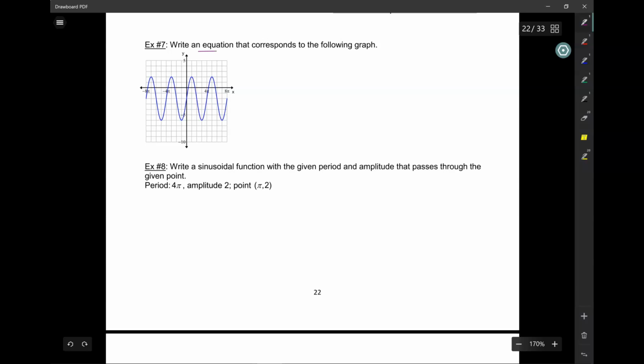Now let's see if we can go backwards. We want to write an equation that corresponds to the following graph. For that, I need to figure out what the values A, B, C, and D are. First, I want to draw a horizontal line through the center of my graph. That will be right there. That's the axis of oscillation. Do you see that?